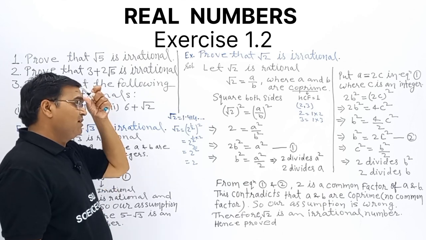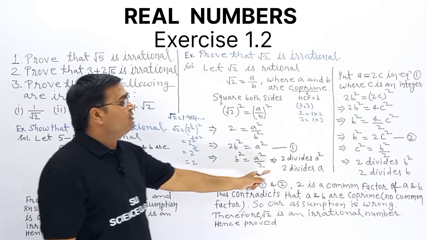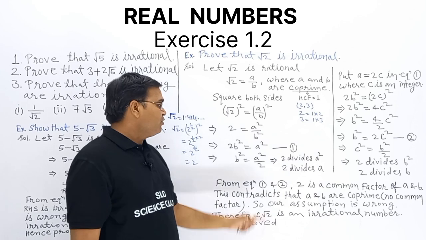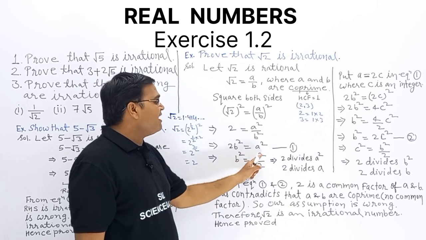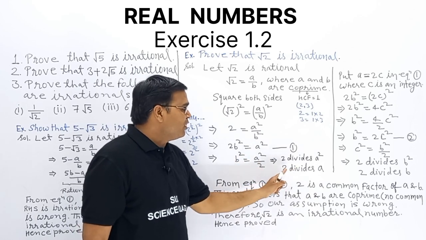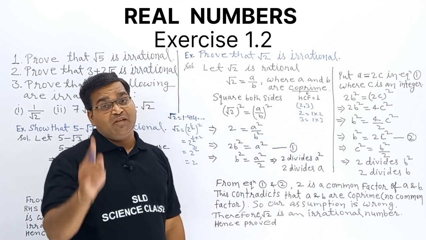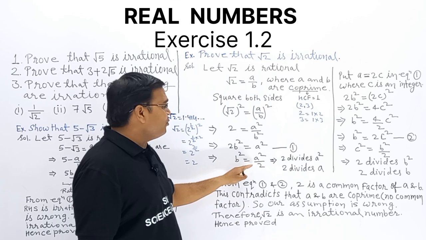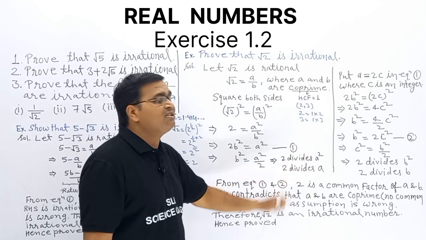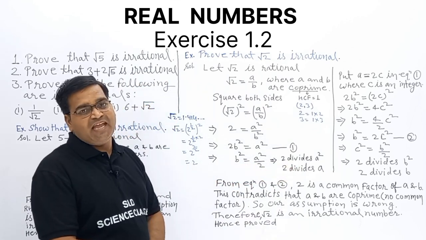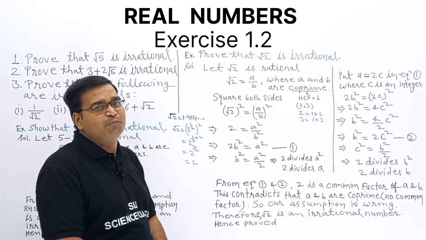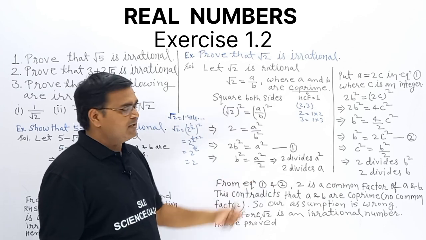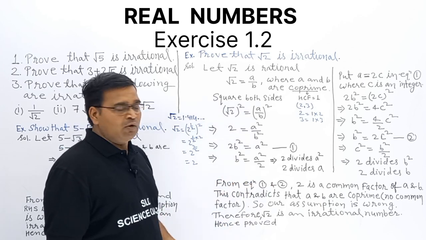It means A has one factor 2. A square is divisible by 2, so 2 divides A. But A and B are coprime, and from this equation we can say A has a factor 2. So there is a problem. We will discuss it next after the conclusion.